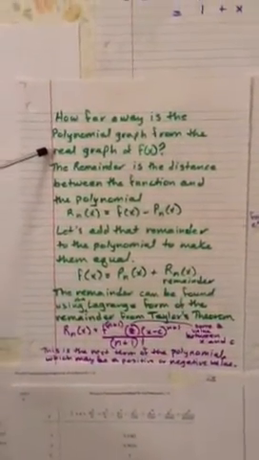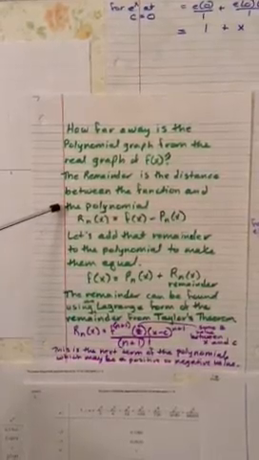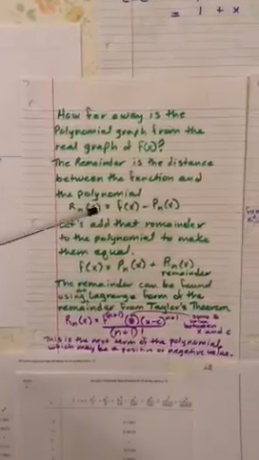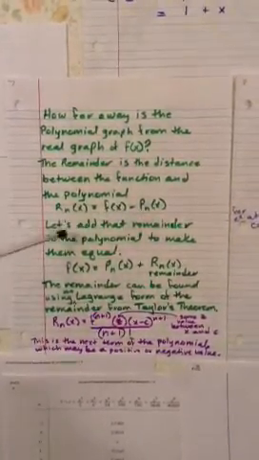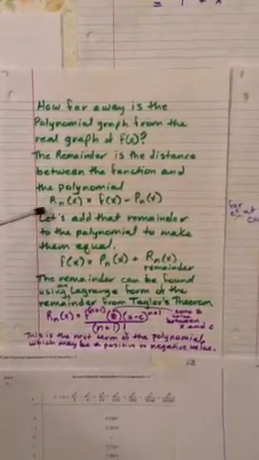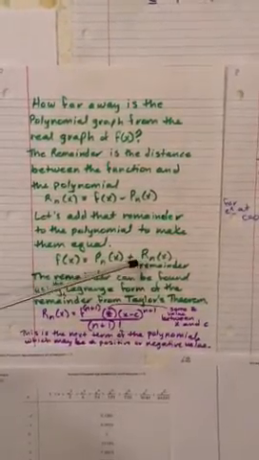How far away is the polynomial graph from the real graph of f of x? The remainder is the distance between the function and the polynomial. The remainder, r sub n of x, is equal to the function minus the polynomial. Let's add that remainder to the polynomial to make them equal, just changing this formula around. F of x is equal to the polynomial plus the remainder.